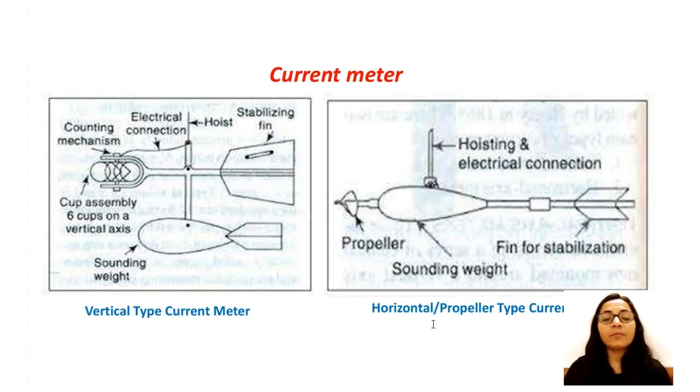The velocity range of the horizontal or propeller type current meter also varies from 0.5 to 4 meters per second, and there are three types of horizontal current meter: the Ott, the Natick, and the third one is the Watt type. The accuracy is 1% at the threshold and about 0.25% at velocities of 0.3 meter per second and above.